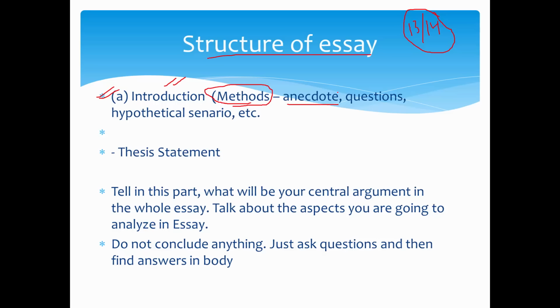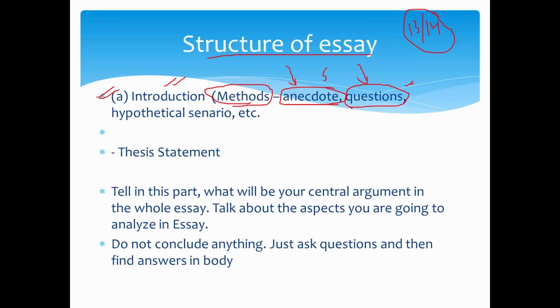First is anecdote, that is writing a short story type essay. We will start with a single short story about something, and then we will show a lot of problems in that particular short story, and we will then find the solutions in the subsequent part of the essay. Then the second method is asking questions. This is also a popular method in the previous mains. There are two essays. I started one essay with an anecdote and the second essay with questions.